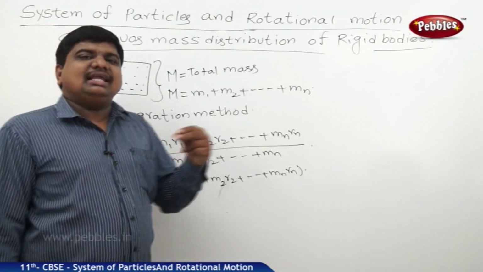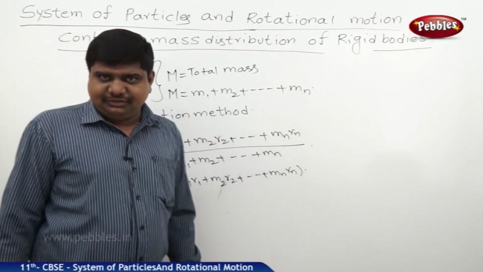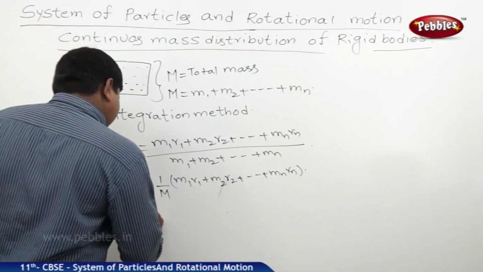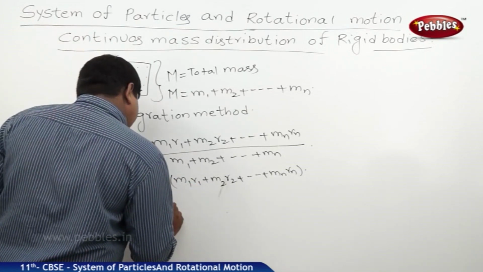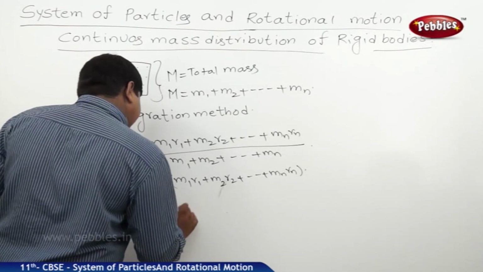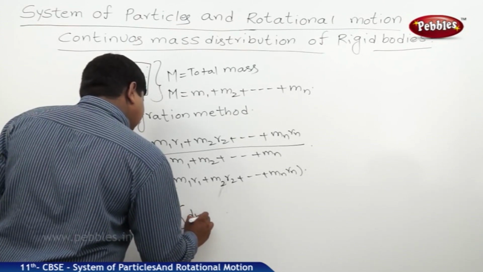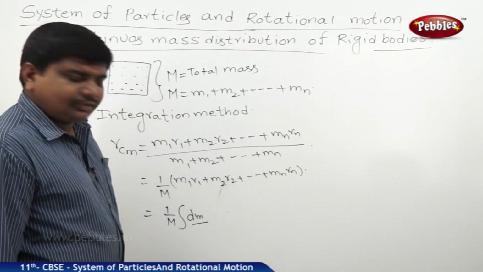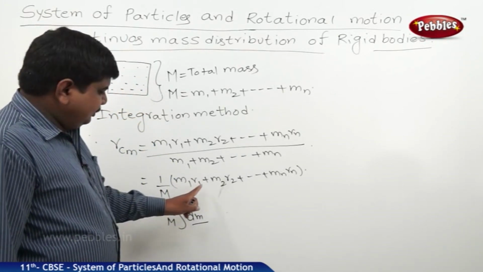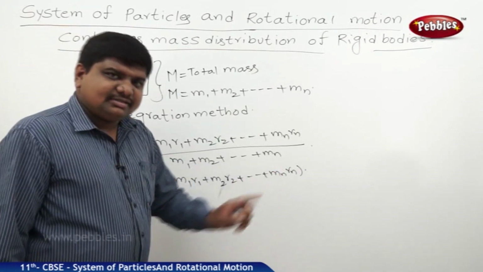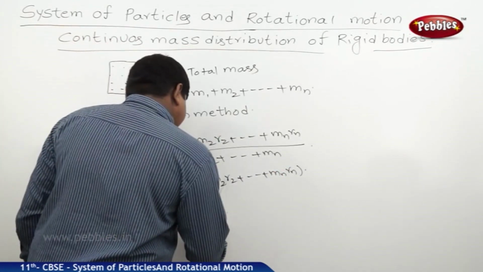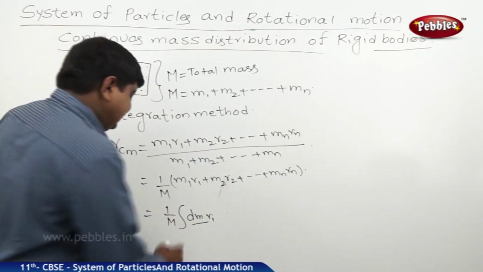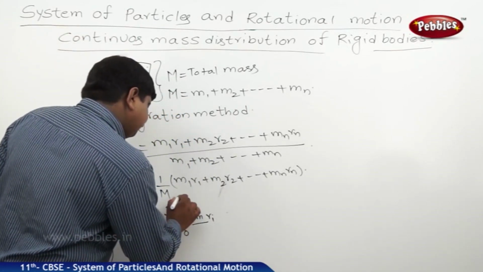Integration is almost like a summation of all individual values. So we can write this whole equation like this: 1 by M into integral dm. Not only dm, R1, R2 and Rn are also present. So we can write dm Ri, where dm is from 0 to M.